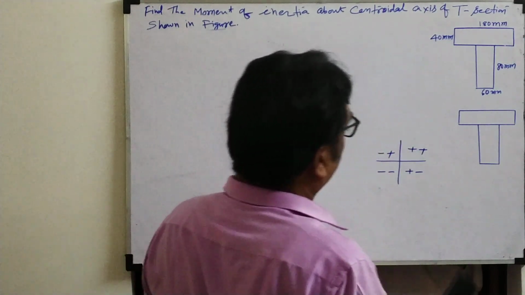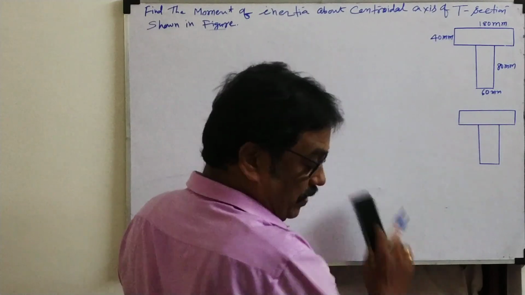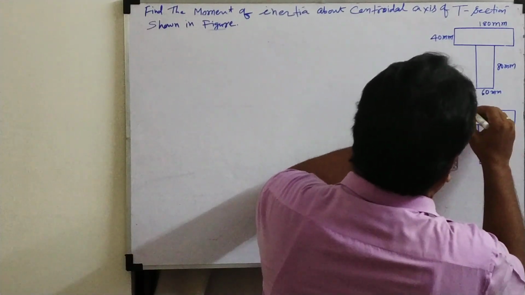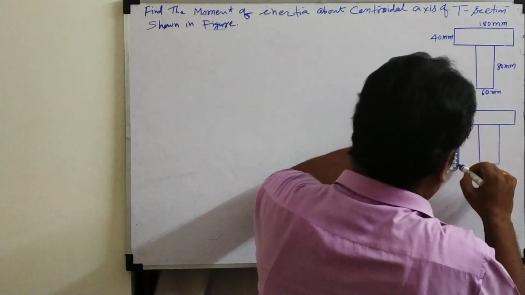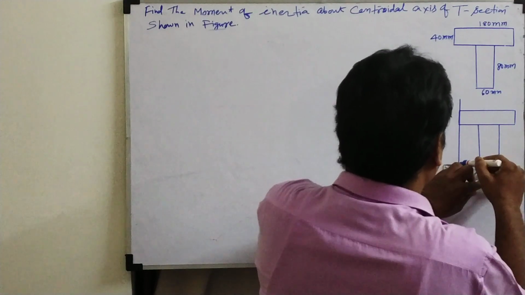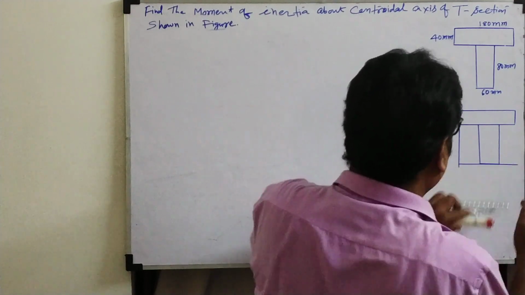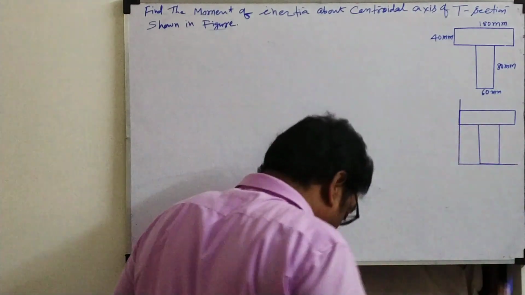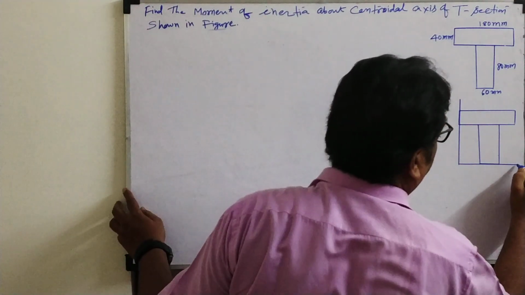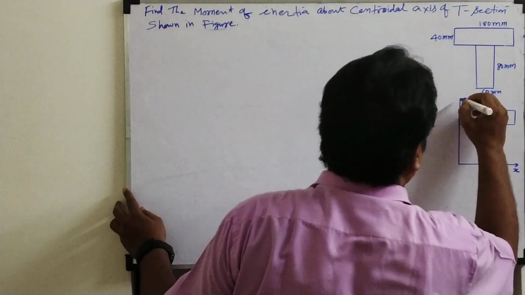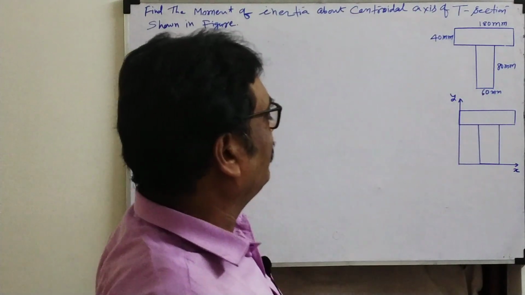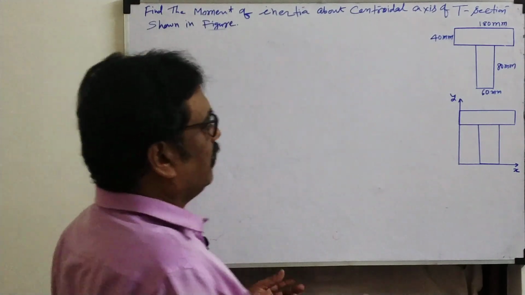So let us start the first step. We'll take this first quadrant. See, we'll draw this. So we made the axes. This is the x-axis and this is the y-axis. So we kept our given T section in the first quadrant.